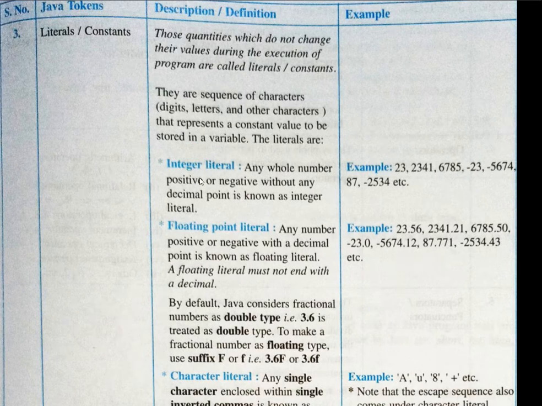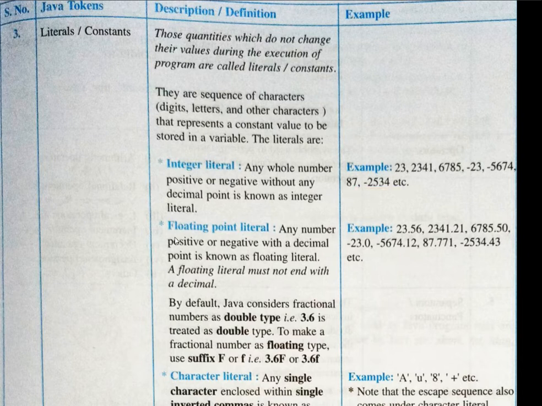Literals are divided into different categories. First of all, integer literals. Any whole number, positive or negative, without any decimal point is known as an integer literal, meaning fixed integer values. Fixed whole numbers are called integer literals. These are a few examples of integer literals. Are you able to see? These do not contain any decimal point. These are fixed whole numbers. They may contain the negative sign also. So these are called integer literals.